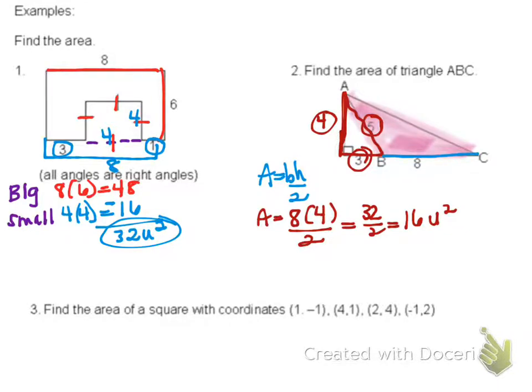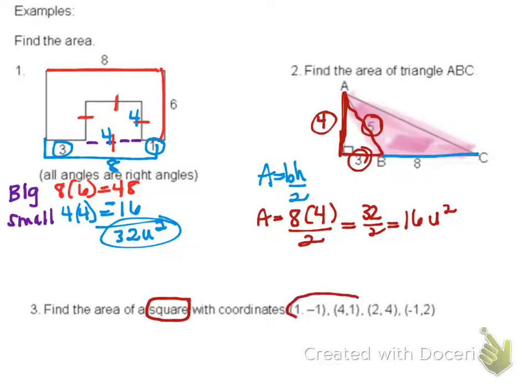Okay, the next one, find the area of a square, and it gives you these 4 coordinates. So notice it does say that this is a square. Okay, which means all these sides are going to be the same. I don't know the distance between these 2 points. If I had the same x value somewhere, the same y value somewhere, I could probably just figure it out, but I don't have that.